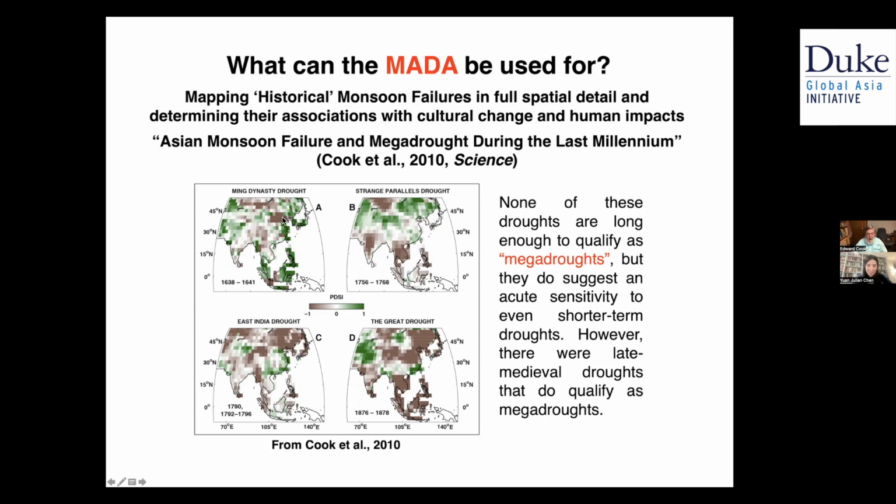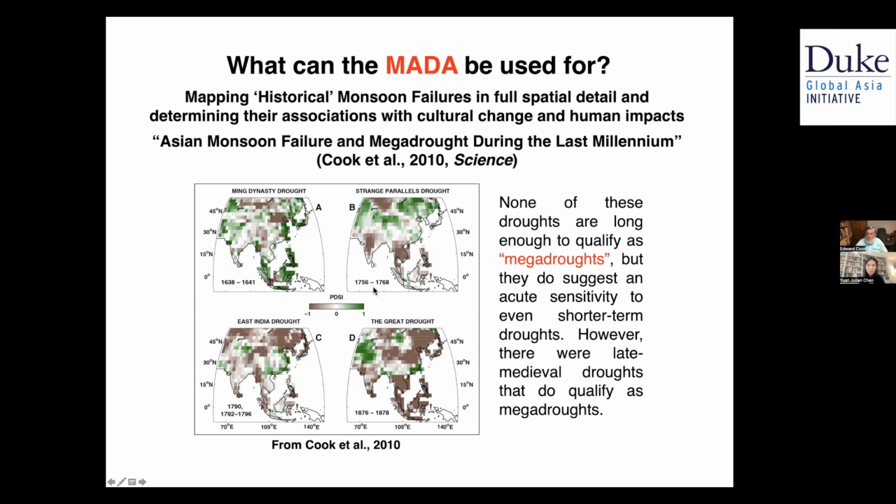And the drought happened in a way that impacted the people up here, and that led to the eventual downfall of the Ming Dynasty. But there are other periods of odd climate variability affecting cultures in Southeast Asia as well. This is the pattern of drought variability related to the strange parallels drought.